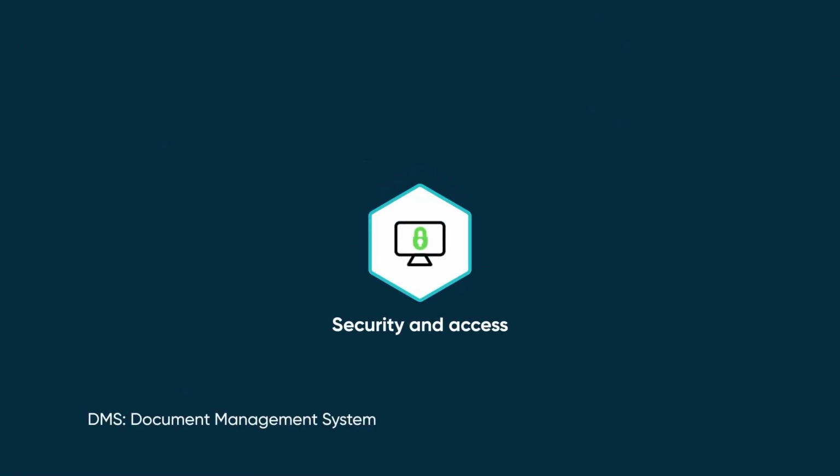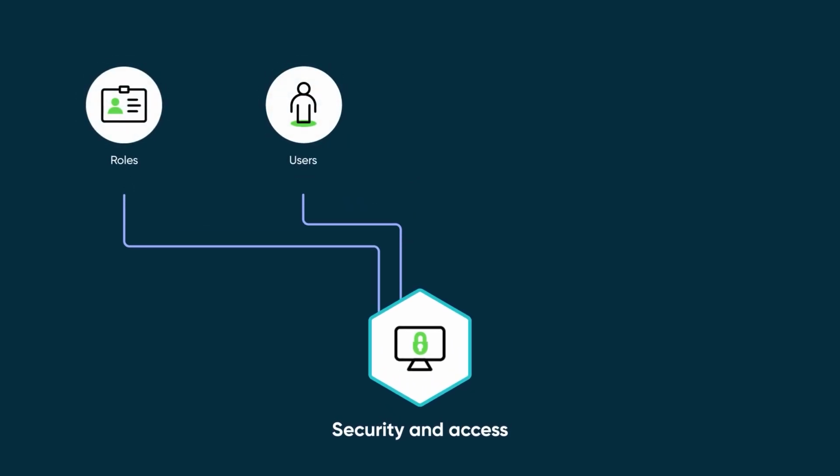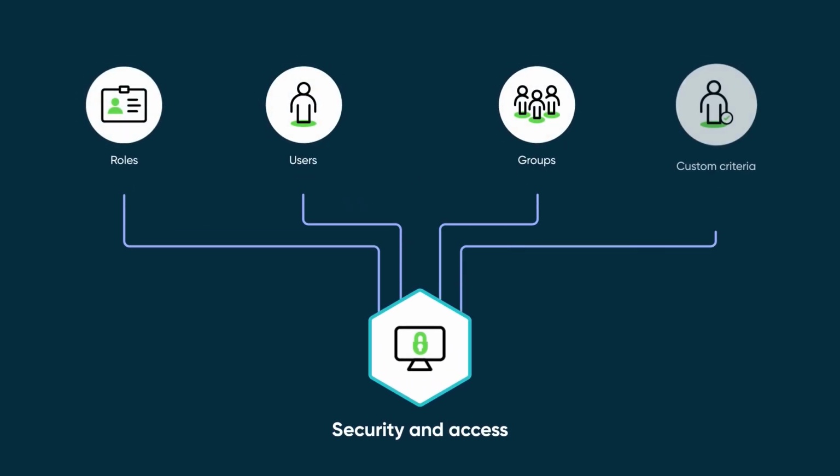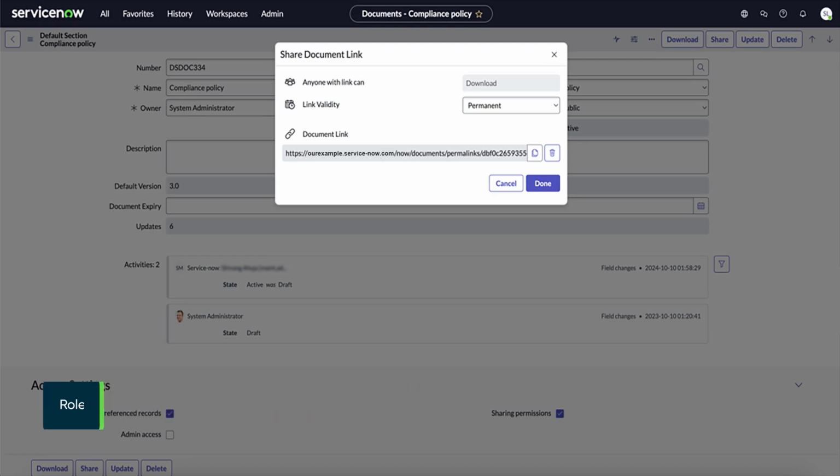DMS prioritizes document security and compliance with its sharing permissions, enabling users to control document visibility. This can be configured for specific roles, users, groups, or even custom criteria, ensuring that the right people have access to the right files. For public document sharing, DMS offers permalink capabilities, allowing users to easily share documents externally.